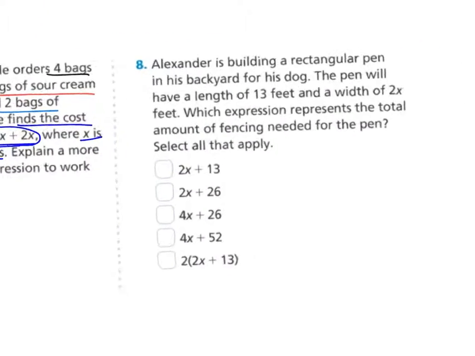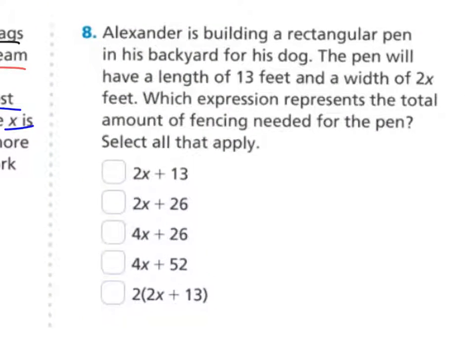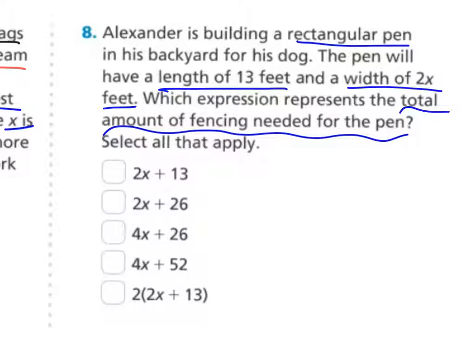If we go to number 8, Alexander is building a rectangular pen in his backyard for his dog. The pen will have a length of 13 feet, width of 2x feet. Which expression represents the total amount of fencing needed for the pen, and select all that apply. Highly recommend, when you guys are doing a problem like this, that you actually draw a rectangle. I know you know what a rectangle looks like, but actually visually having it to look at is going to be maybe helpful for you to come up with the correct answer.